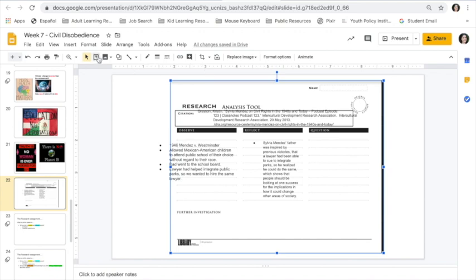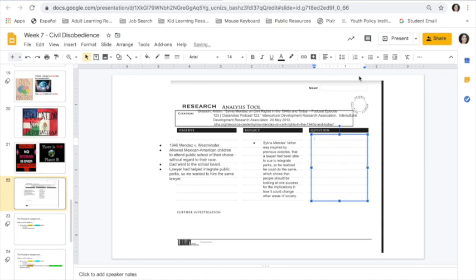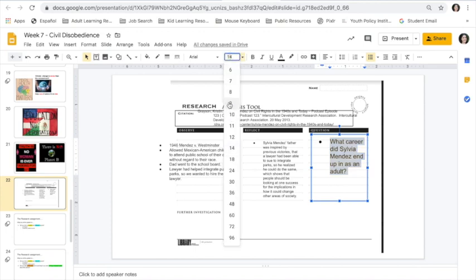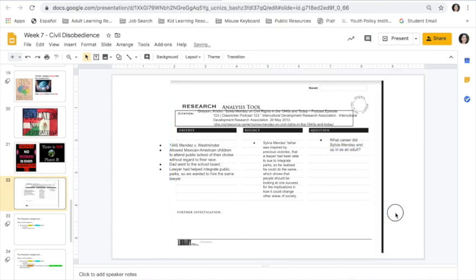And then the next question that I would have, as it said also in there, is what she thinks should be done. So I really would wonder what career Sylvia Mendez ended up in as an adult? And I could look that up. So that's a good question, because it is something researchable, not just a pie in the sky question. Like, what if it hadn't happened? What if it hadn't worked? That wouldn't be a good question, but this is something that we could research.